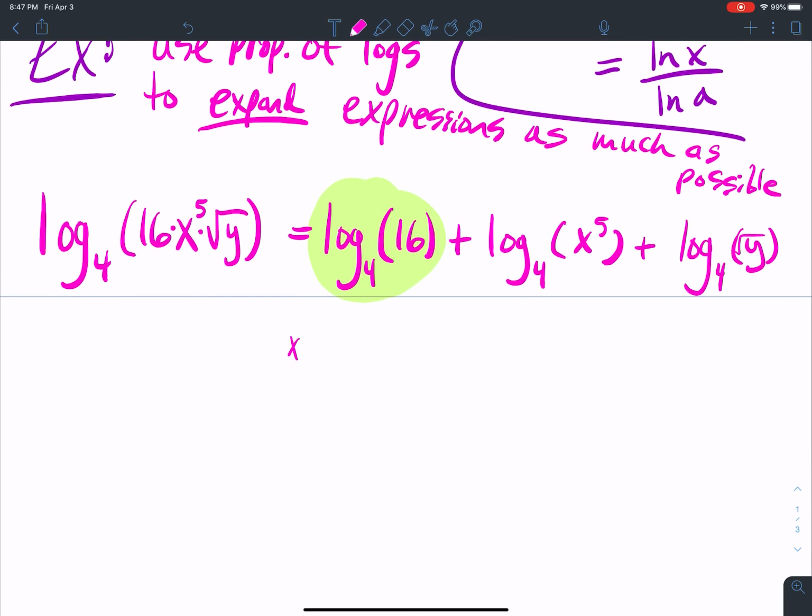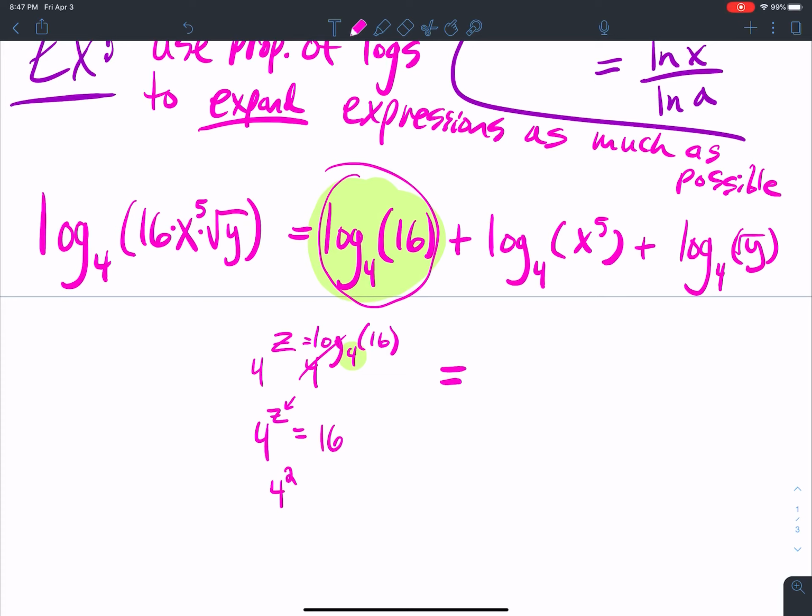Let's set it equal to z. Log base 4 of 16 equals z. If I turn this to exponential, how do I get rid of log 4? The base is 4, so I raise 4 to both sides. So 4 to the z equals 16, since that cancels. What do I raise 4 to, to get 16? z is going to be 2. So this whole thing reduces to 2, which makes that easier for sure.